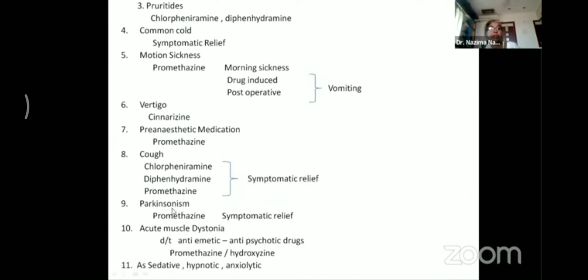Parkinsonism, again, this drug promethazine gives a symptomatic relief to the patient in case of Parkinsonism. Also acute muscle dystonias, which may be caused due to antiemetic or antipsychotic drugs. So here drugs like promethazine and hydroxyzine will control the acute muscle dystonias due to these drugs. Last but not the least, these drugs are used as sedative, hypnotic, and they also have an anxiolytic action.